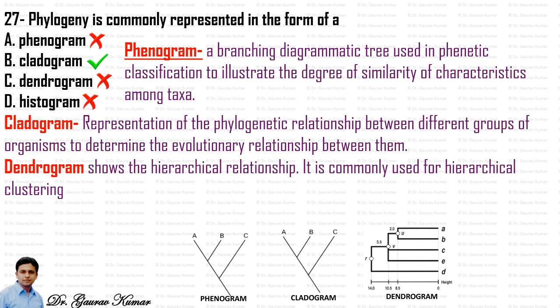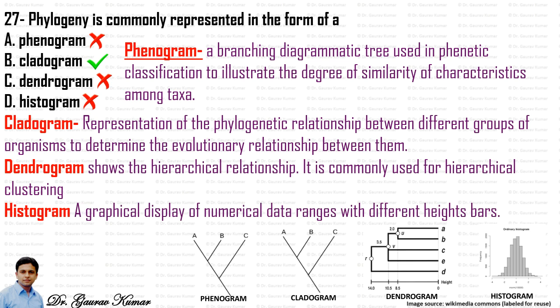So a dendrogram shows the hierarchical classification. It shows the relationships through hierarchy. It is commonly used for hierarchical clustering. You can see this kind of diagram whenever we see the analogy or homology between the proteins of different species, we make this kind of clustering. Now comes the histogram. Histogram is just a graphical display of numerical data ranges with different height bars. You can see the figure on the lower hand side.